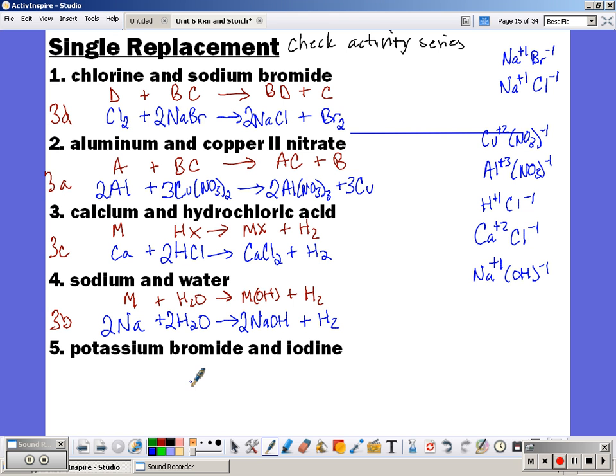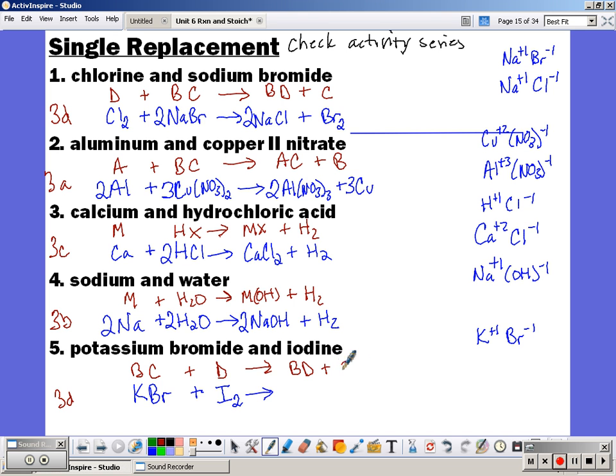Potassium bromide. Potassium is K plus 1. Bromine is Br minus 1. So we have KBr, and is a plus sign. Iodine is a diatomic, so it's I2. The element iodine is a halogen, so we're following along with 3D. The halogen is labeled D, and the compound is labeled BC. So that is going to turn into BD plus C.